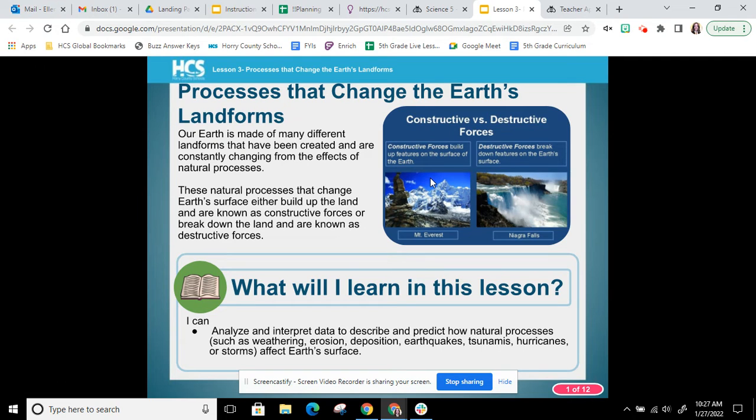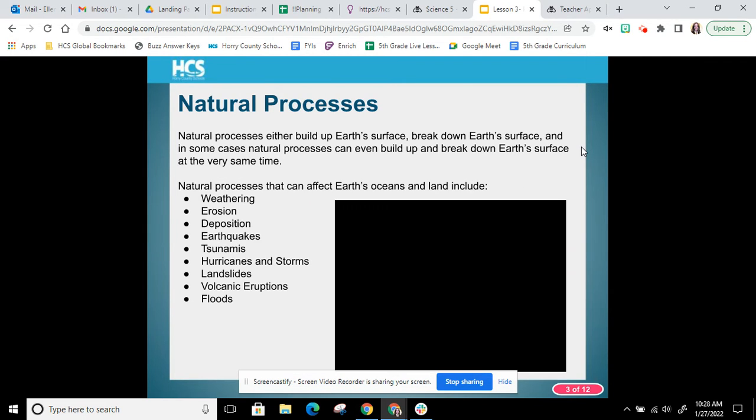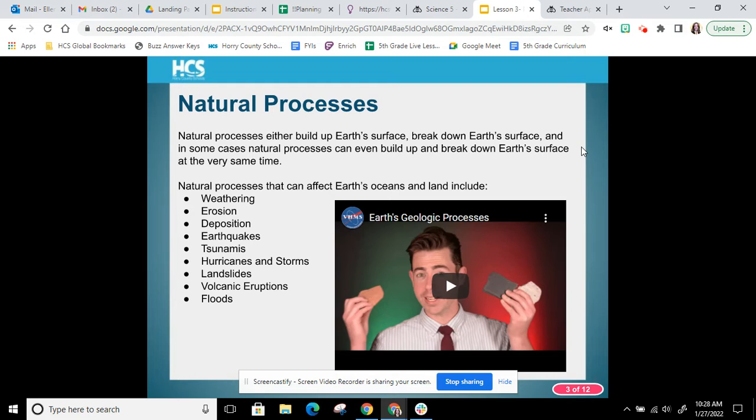And this is a 12-page lesson where you're going to be learning about analyzing and interpreting data to describe and predict how natural processes like erosion, weathering, deposition, earthquakes, tsunamis, hurricanes, and storms affect Earth's surfaces. You're going to learn about constructive and destructive forces, the natural processes that occur and change the landforms on Earth.